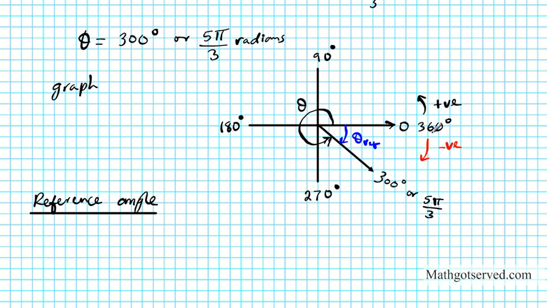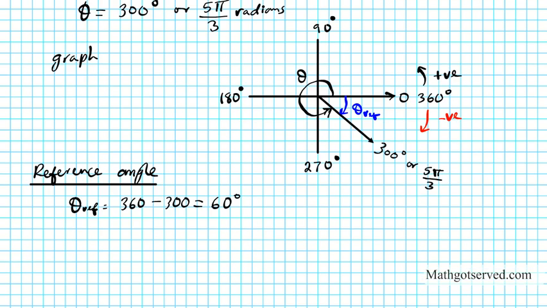Okay, so this is 360 and this is 300. How many more degrees do you need to go from 300 to 360? You need 60 degrees, right? So reference angle is simply going to be, theta reference is simply going to be 360, which is this angle right here, minus 300, which is 60 degrees. Remember, reference angle is always positive, okay? So 60 degrees, that's in degree form.